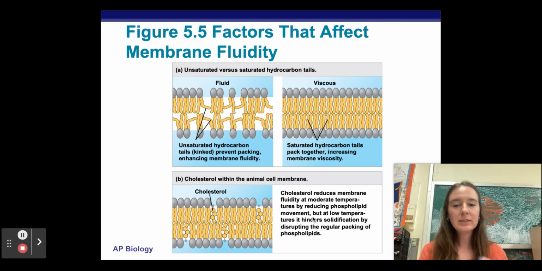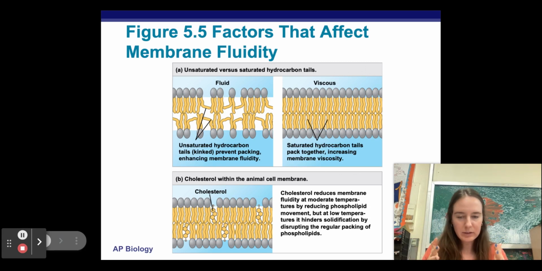But let's say you cool down your cell, or your cell is in a really cold environment. Well, when you lower the temperature, it causes molecules to slow down their movement. And if molecules are slowing down, then typically this membrane here would be really tightly packed because the tails would not be moving around as much. They'd just be really tightly packed and kind of frozen. But for this kind of plasma membrane, the cholesterol actually stops them from completely solidifying.